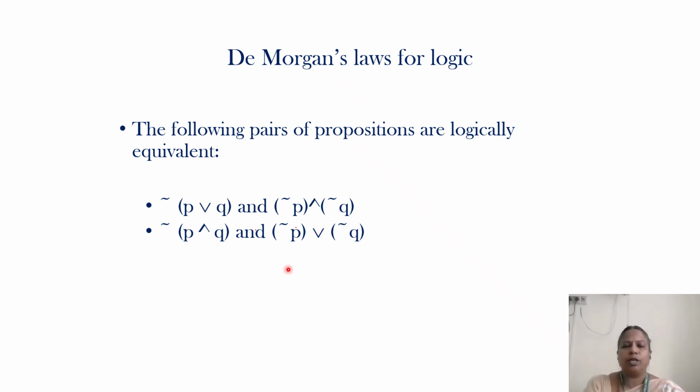propositional formulas using the logical connectives, and you can prove these two formulas using the truth table technique. Negation of P or Q is negation P and negation Q. Likewise, negation of P and Q is equivalent to negation P or negation Q. This can be carried out using the truth table technique.